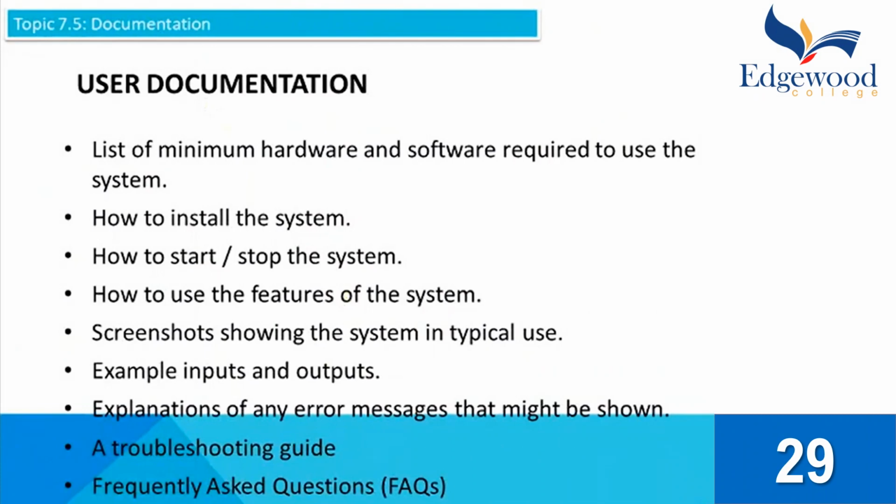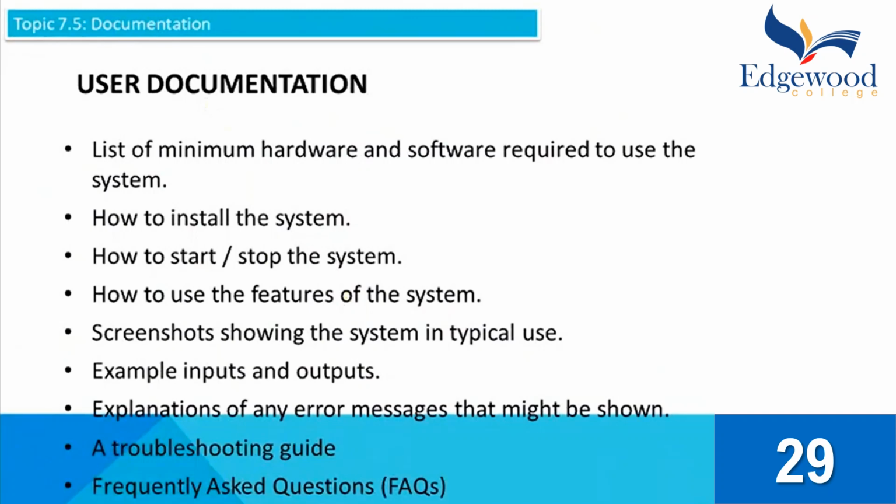For user documentation, we look at the list of minimum hardware and software required to use the system. That's what is there in documentation, and it is both in the user documentation and technical documentation. How to install the system, how to start or stop the system, how to use the features of the system, screenshots showing the system in typical use, examples of input and output. Okay, examples of input and output. We look at explanations of any error messages that might be shown. We look at the troubleshooting guide.